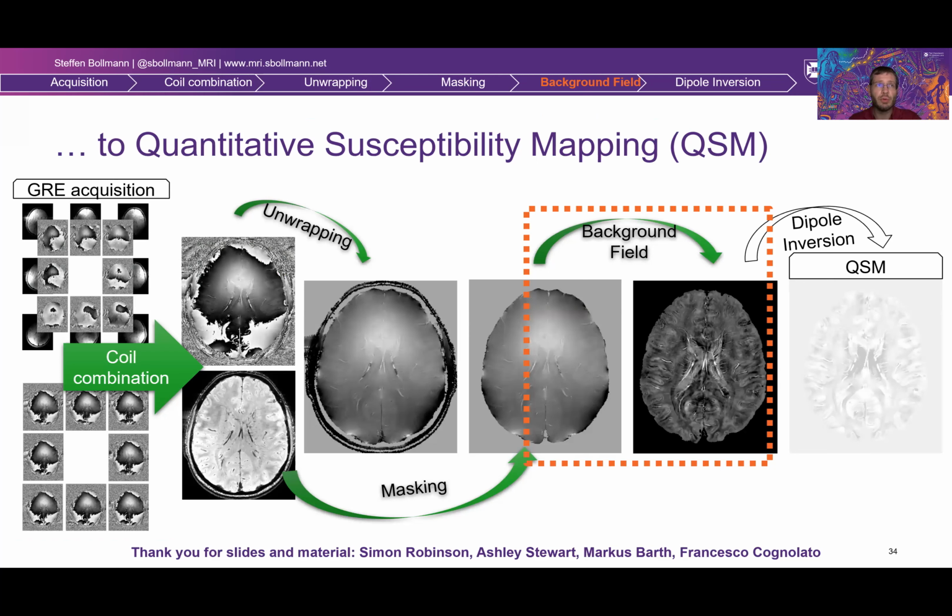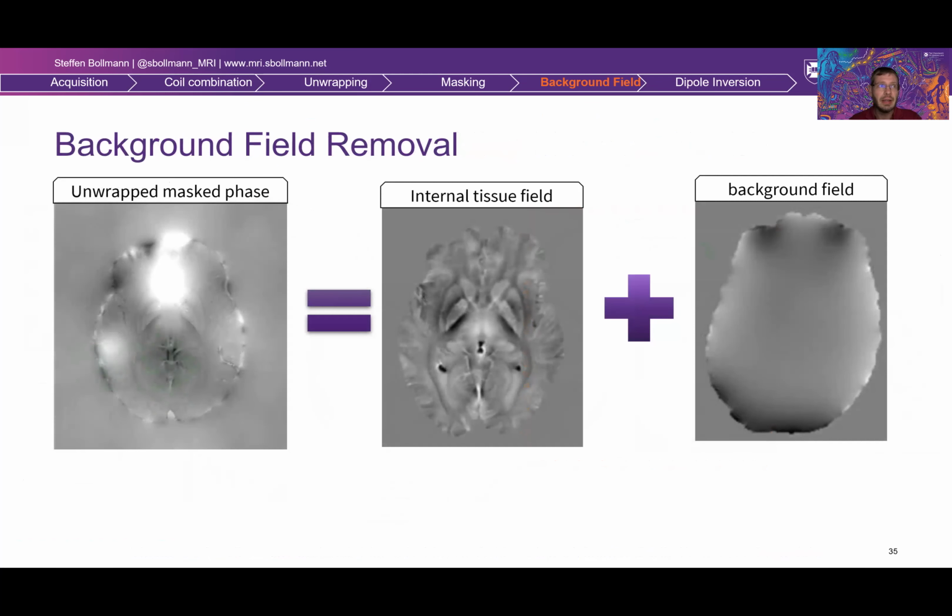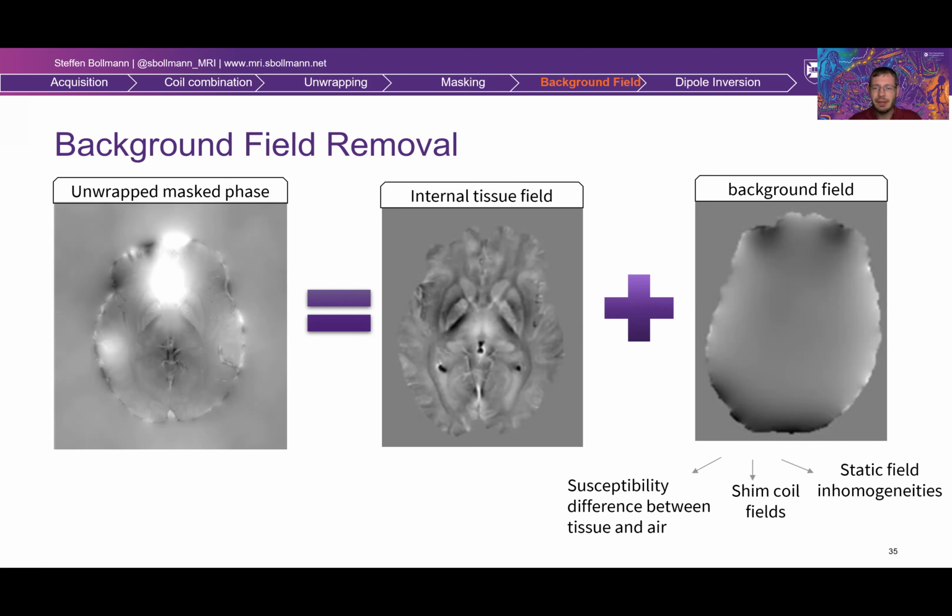The next step tries to remove artifacts that are caused by susceptibility sources outside the object of interest, so the background field. This on the left is the unwrapped phase. And you see that it contains a very strong artifact overlaid on top of the internal tissue field that we're actually interested in. This so-called background field is caused by susceptibility differences between tissue and air, shim coil fields, and field inhomogeneities. And potentially also the Laplacian. If you use Laplacian unwrapping, it will contribute to this as well. So we're interested in this internal tissue field.